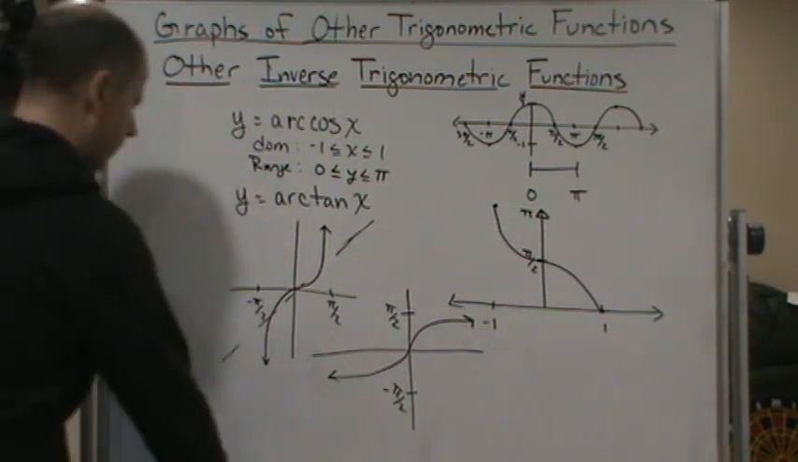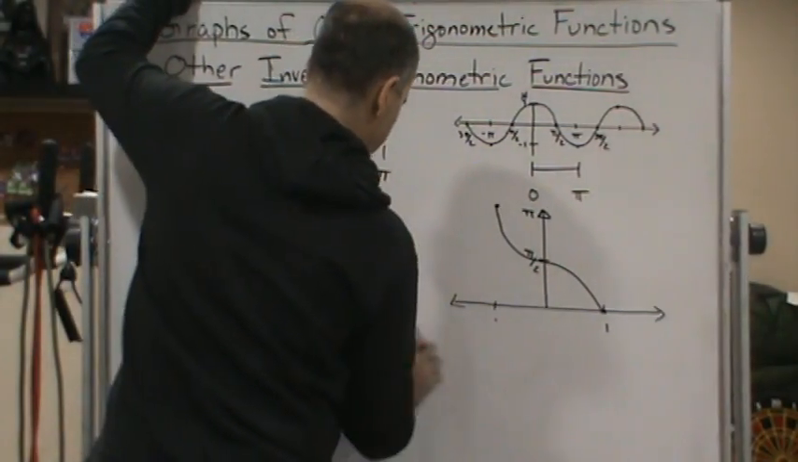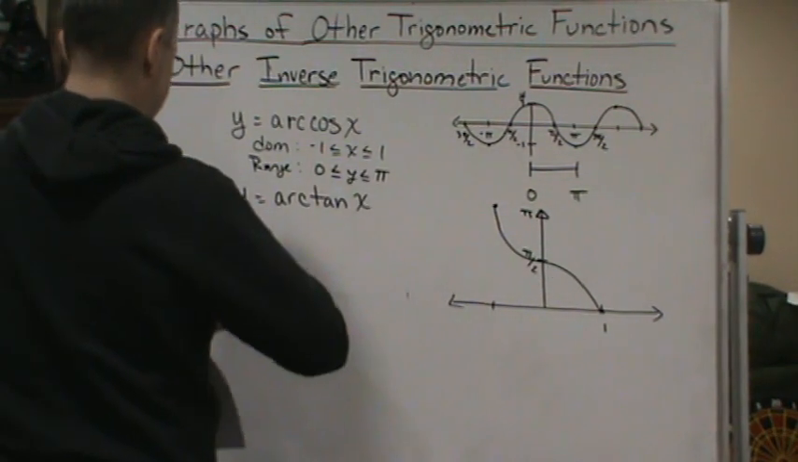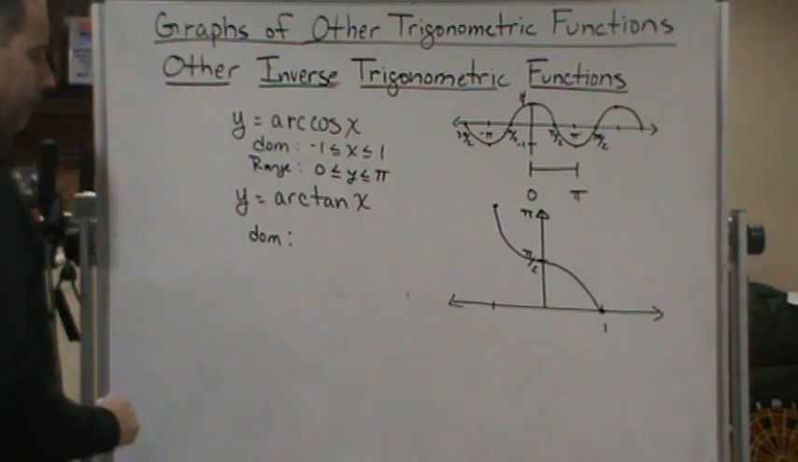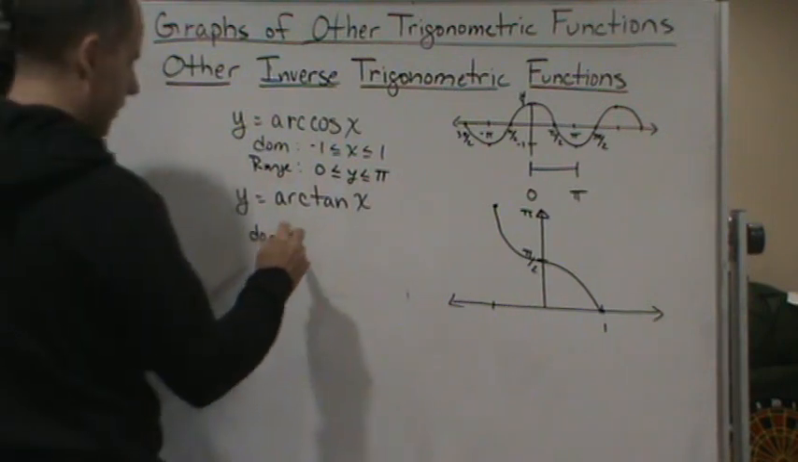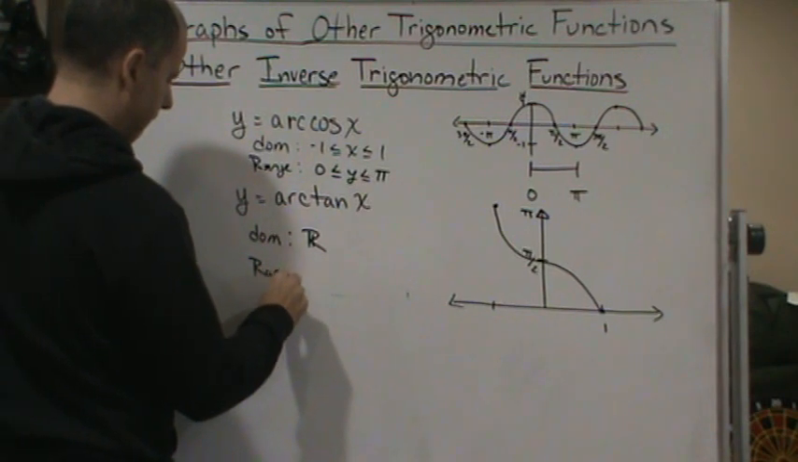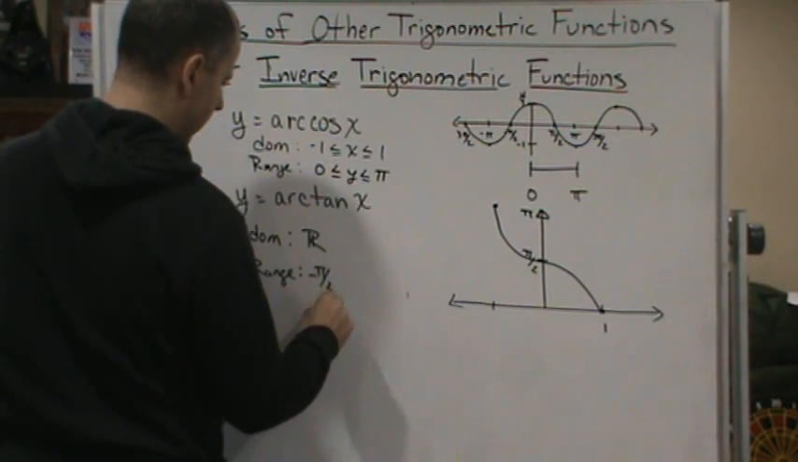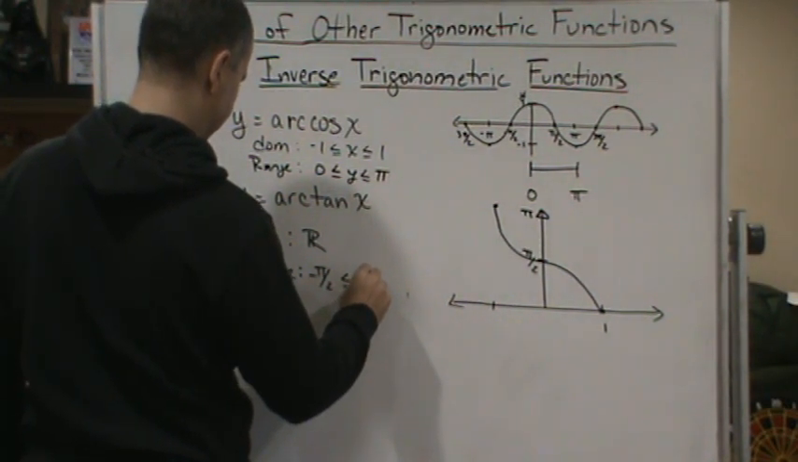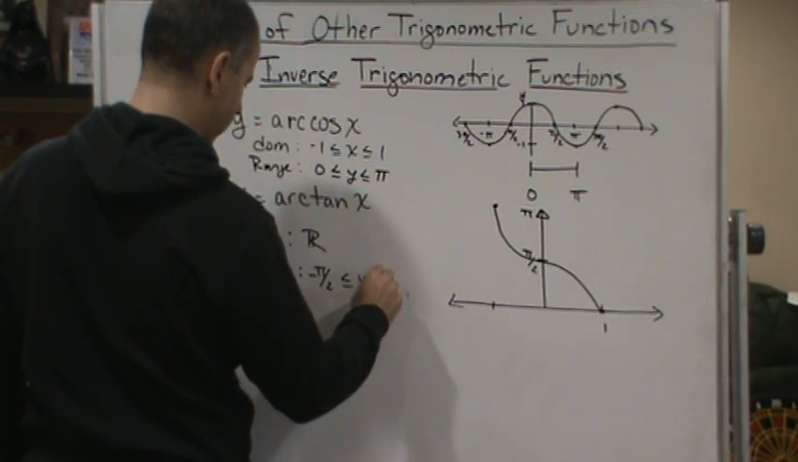Okay, so arctangent: the domain of arctangent is going to be all real numbers, and the range is going to go from negative pi over 2 to pi over 2.